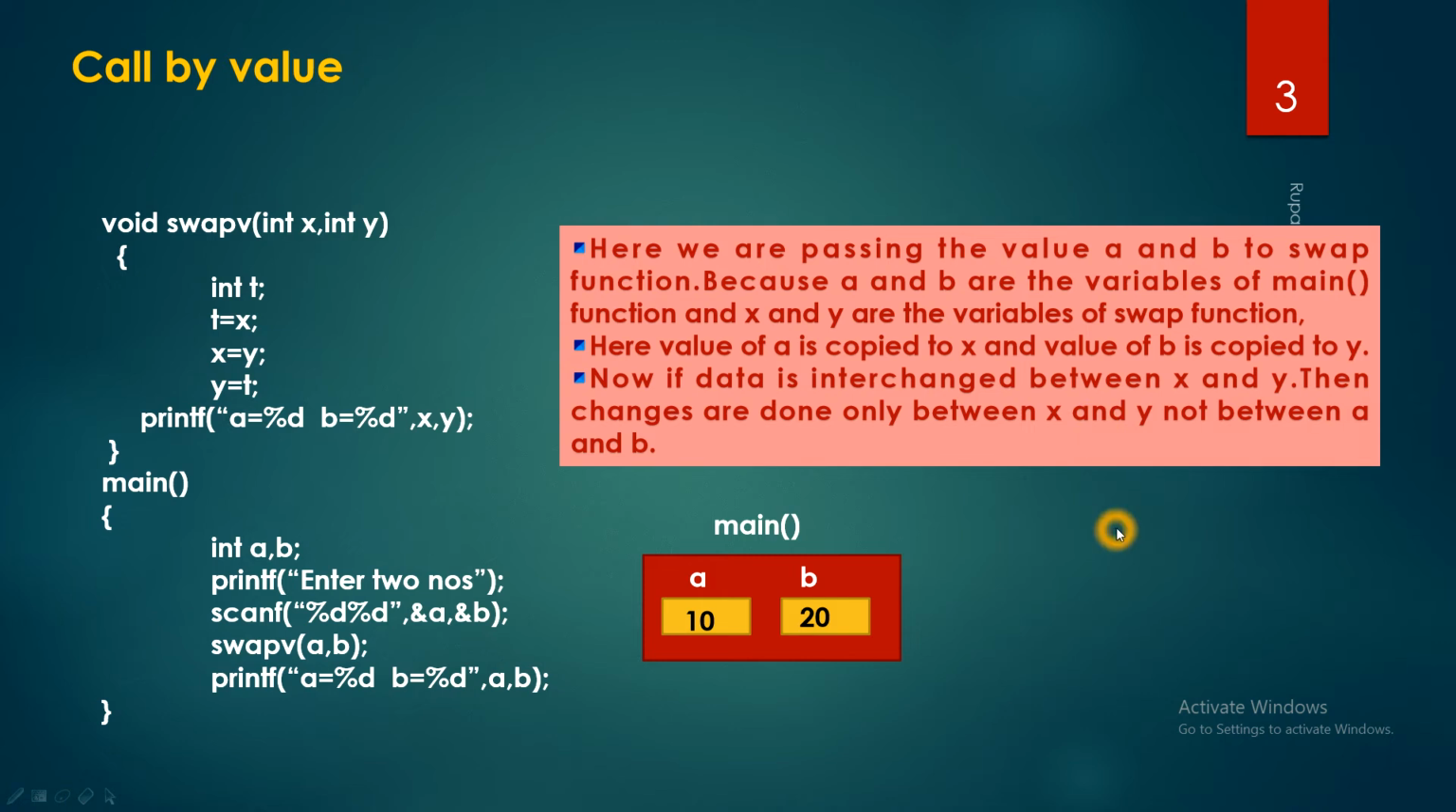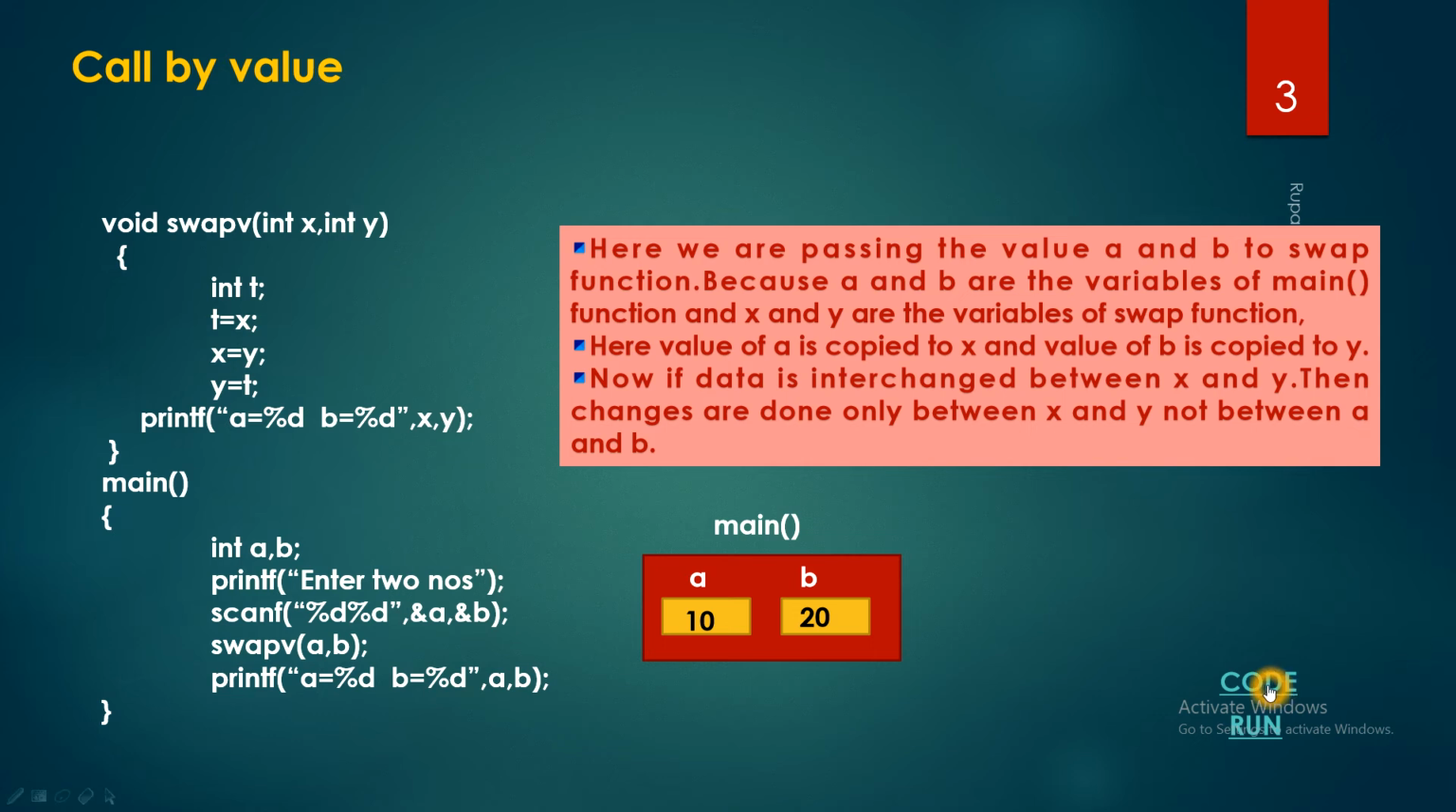Here we are passing the values of a and b to the swap function, because a and b are variables of the main function and x and y are variables of the swap function. The value of a is copied to x and the value of b is copied to y. If data is interchanged between x and y, the changes are done only between x and y, not between a and b, and this is the disadvantage of call by value.